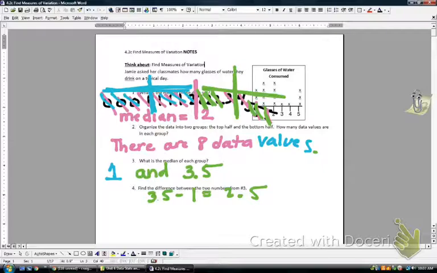This part of the notes, you really didn't need me. That's something that you should have been able to work through on your own.